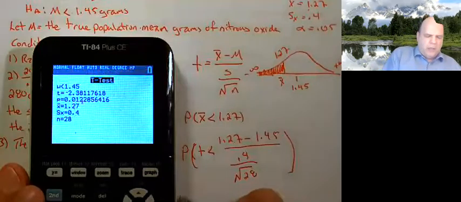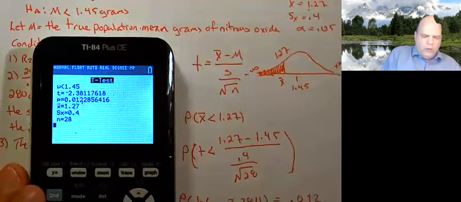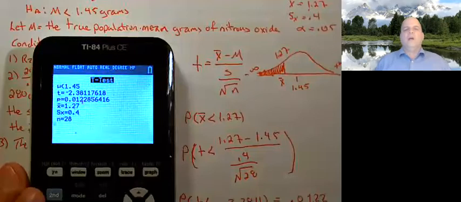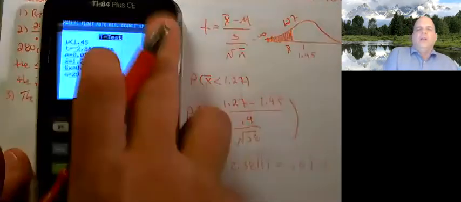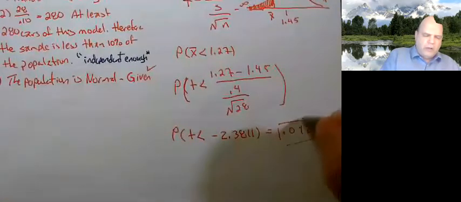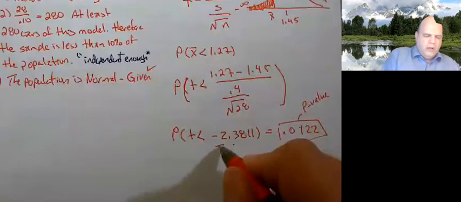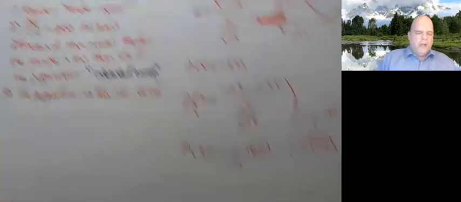So make sure that we have facing our inequality in the same direction when we press calculate. And so we end up getting the probability that t is less than negative 2.3811 equals 0.0122. All right. This part right here, that's our p-value. This is our test statistic. TS for test statistic.